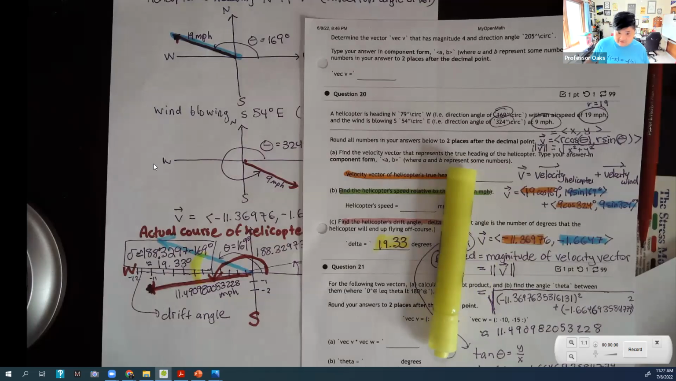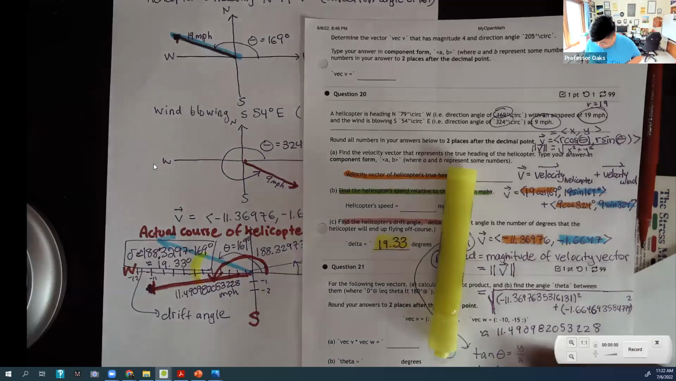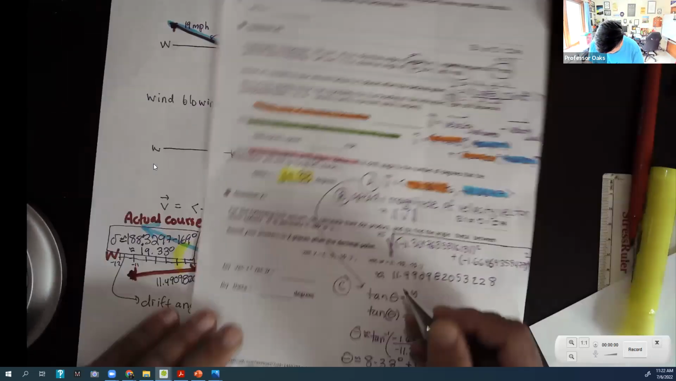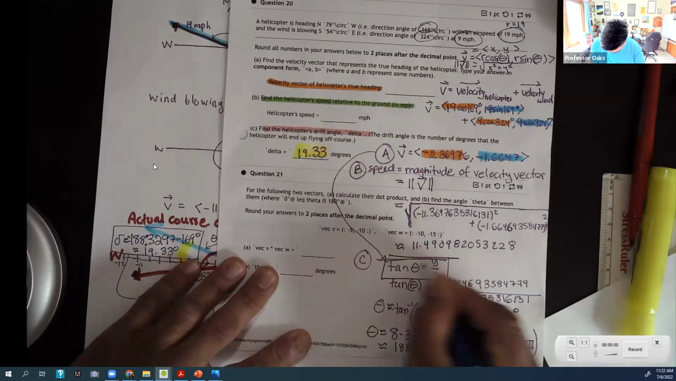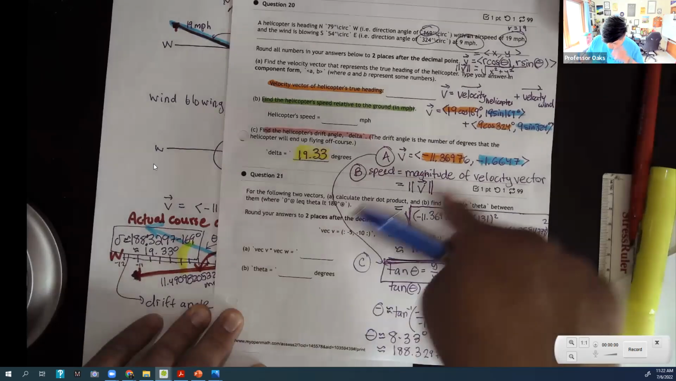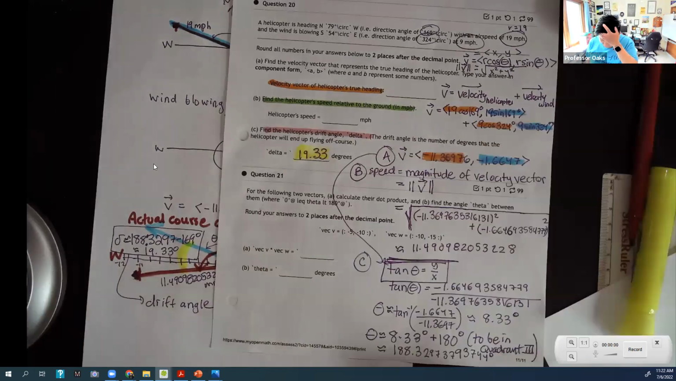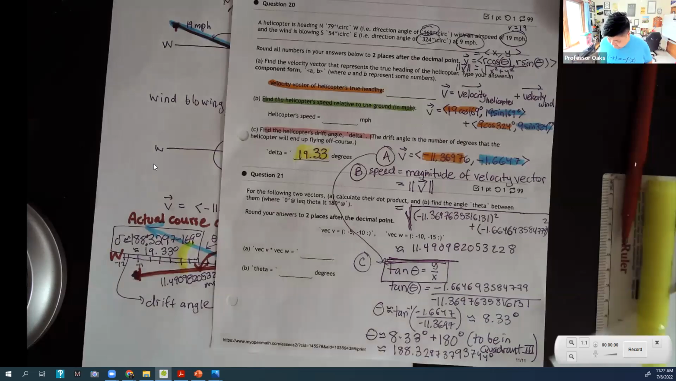Do you have any questions about that though? For part C, are we always using tan? Yes, so you want to use that to find the angle, the direction angle of the velocity vector. Yeah. Okay.